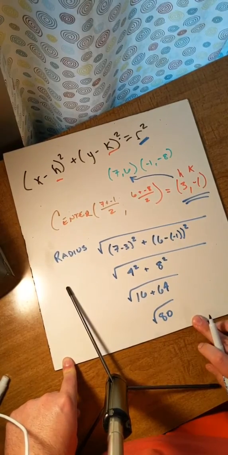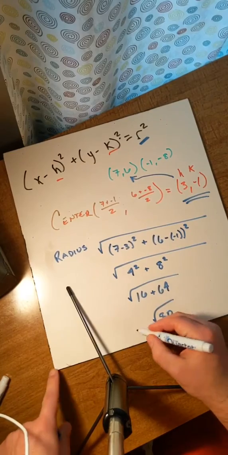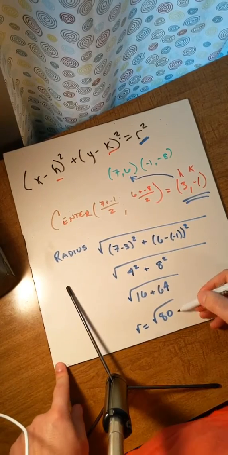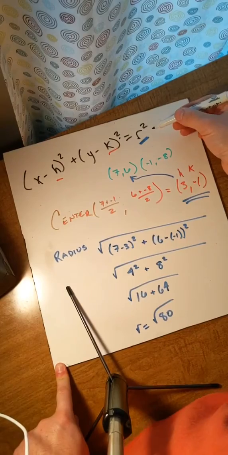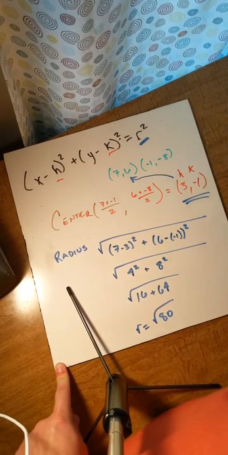Now, what we could do here is go through and find out what the square root of 80 is, which is probably like 8.9 something. But there's actually going to be a trick here. Because we're going to square it in our final answer, it's better to leave it right here to get a better answer in the end.